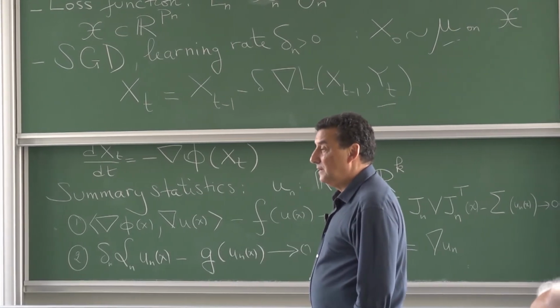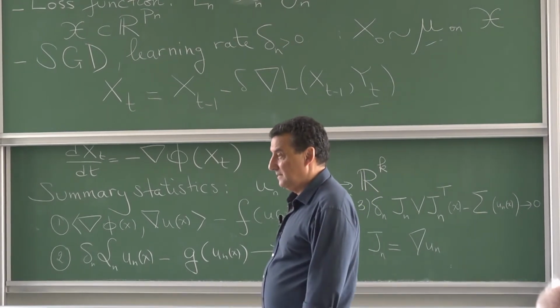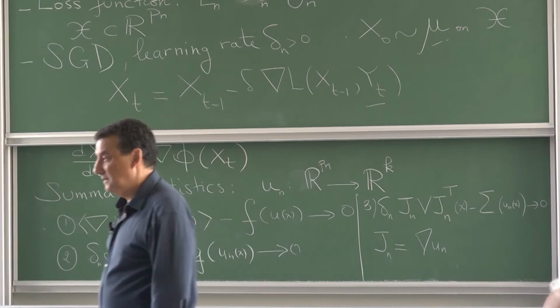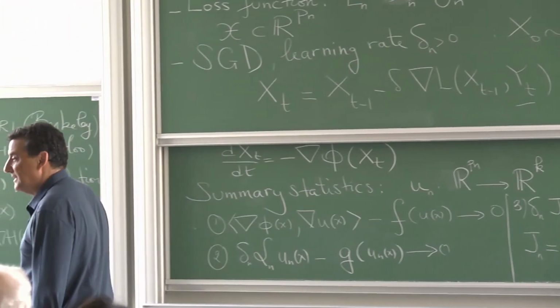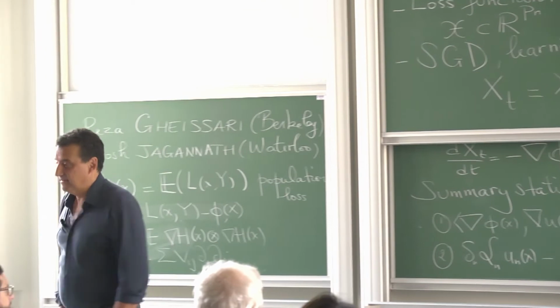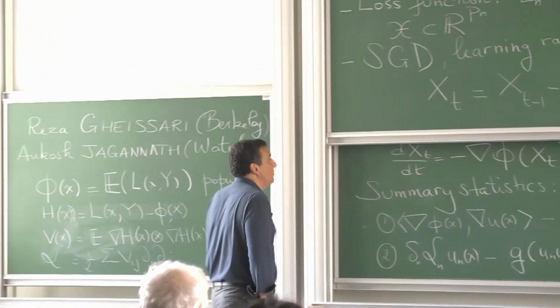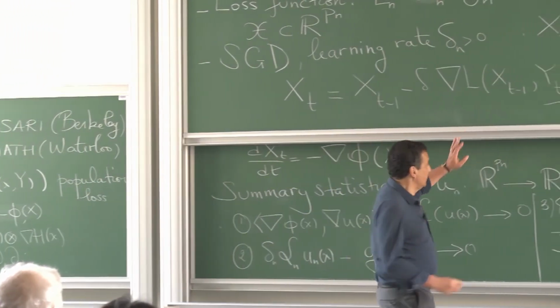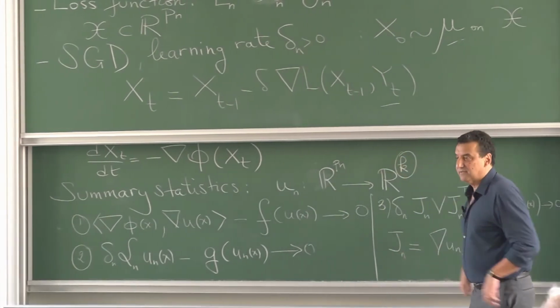Is P_n varying with n? Yes. So the input dimension is varying with n? Yes. But K is fixed. There's no output here. It's a projection. So this is fixed.